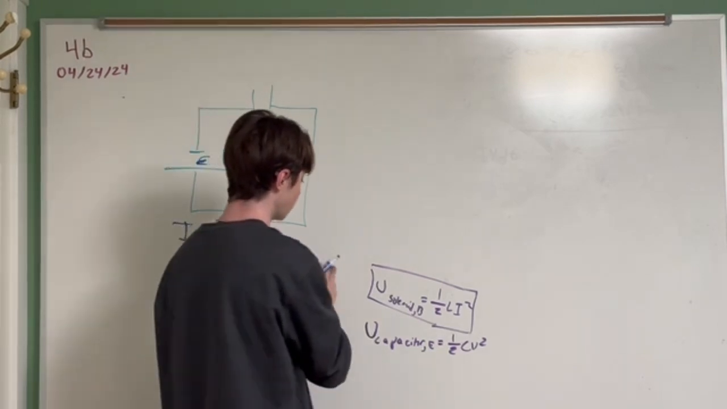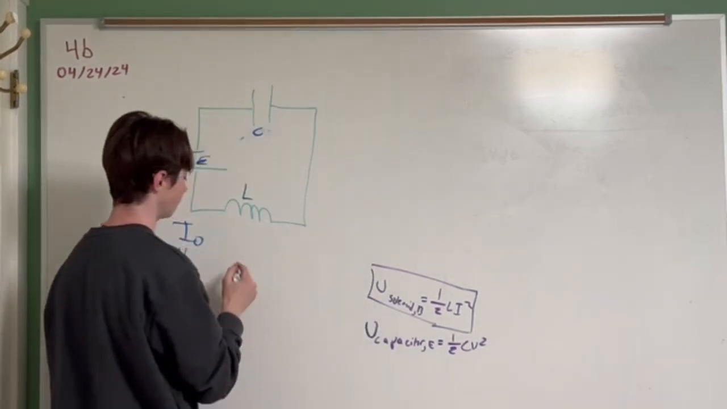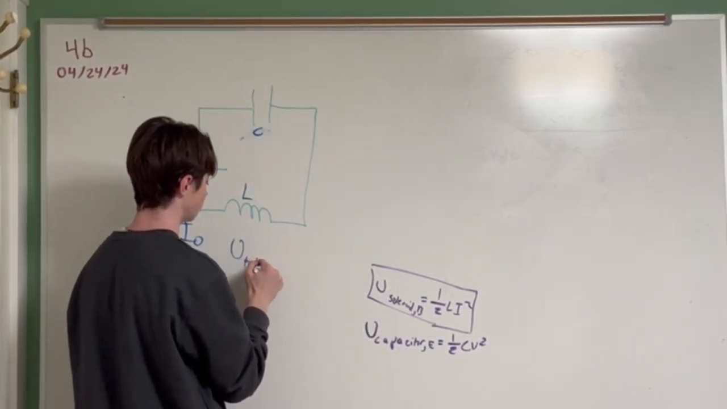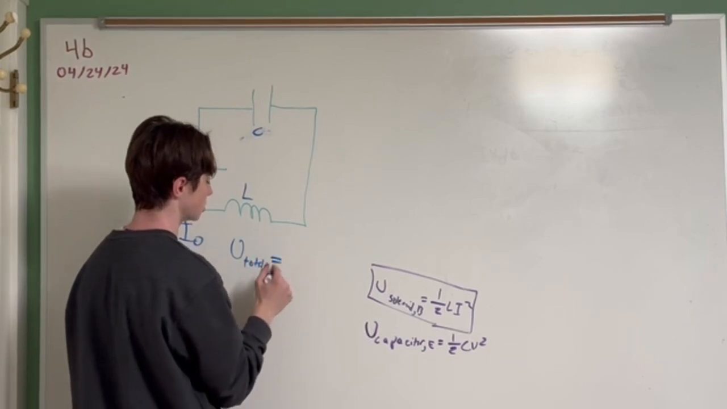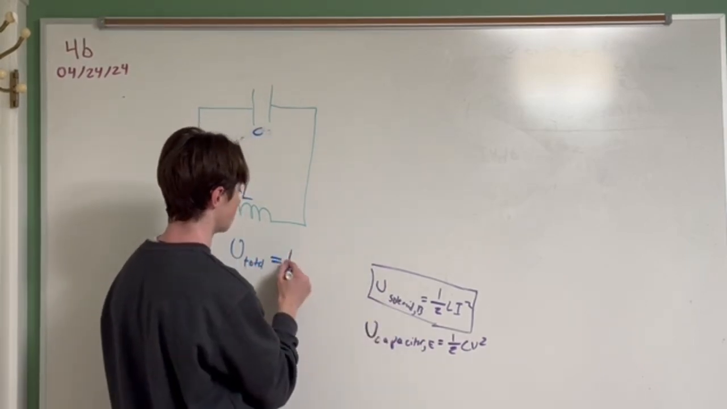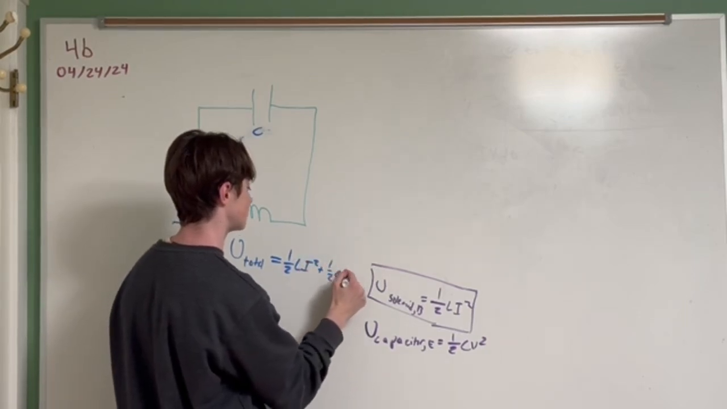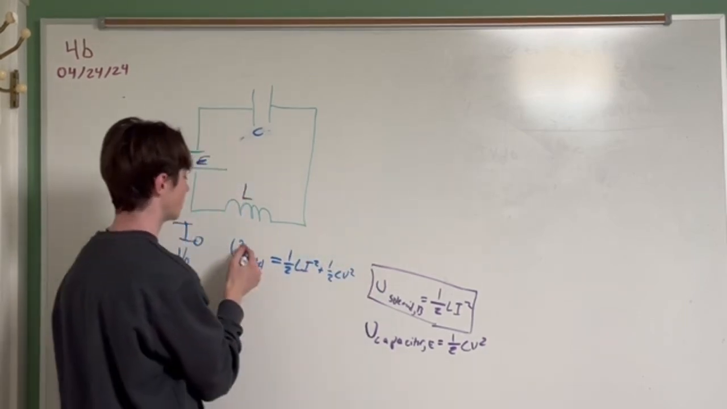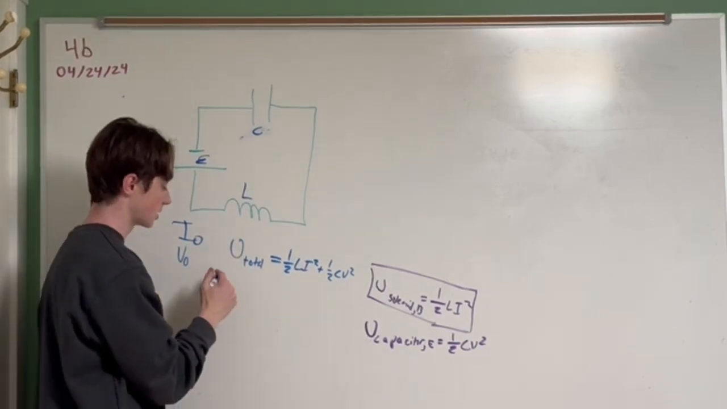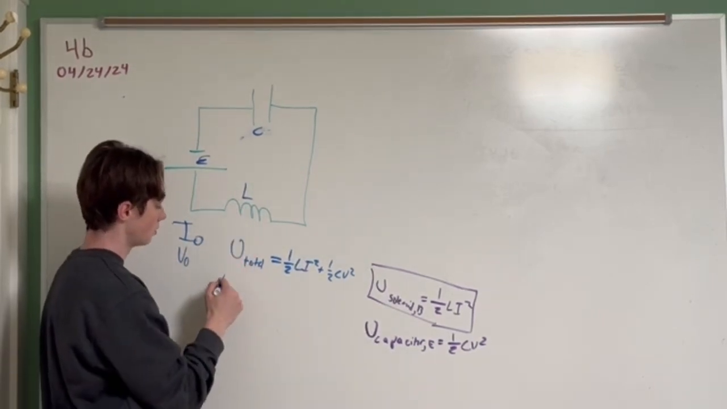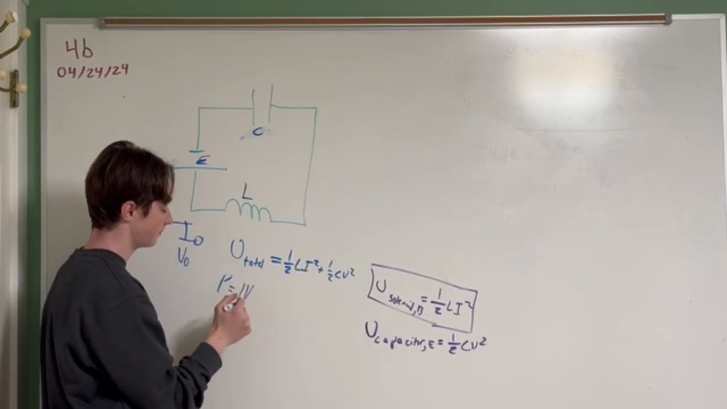But the way we start our equation is with conservation of energy. So the total potential energy in this equation is equal to the sum of these energies, 1/2 L i squared plus 1/2 C V squared. And we're going to assume that energy is conserved because our power, remember power is equal to IV.